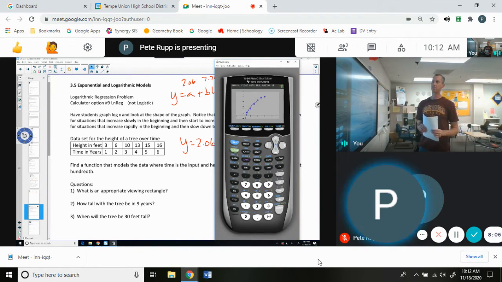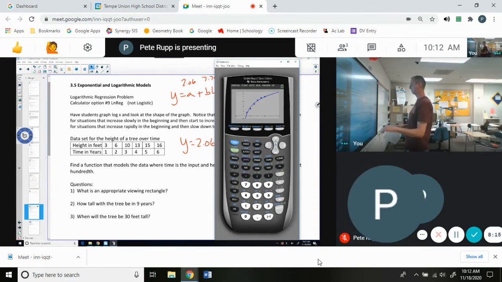And it looks like it follows it pretty well. So it hits most of the points, and it has the general shape that I'm looking for. So that's pretty good. Let's go ahead and answer these questions down here.